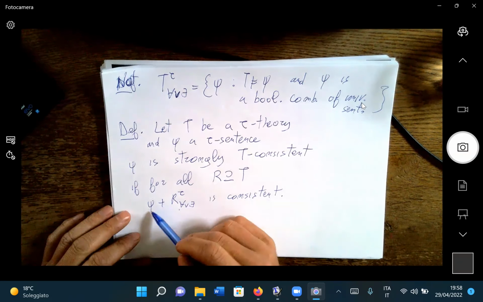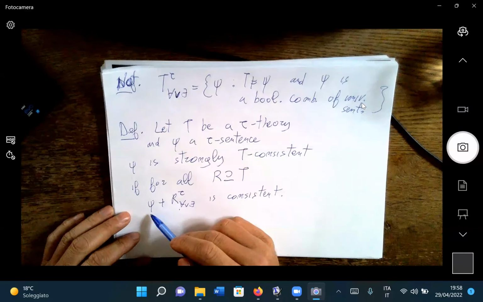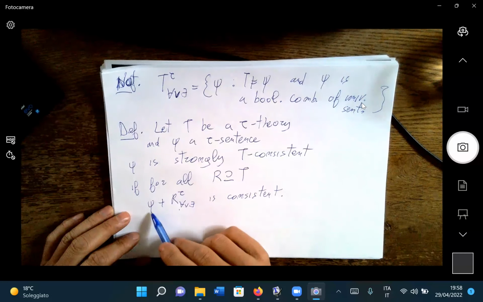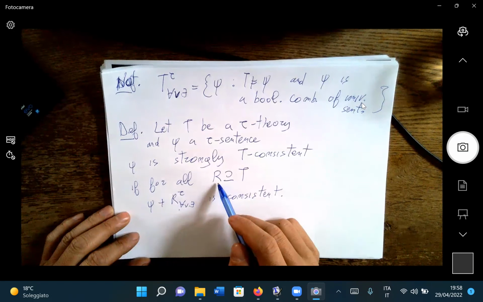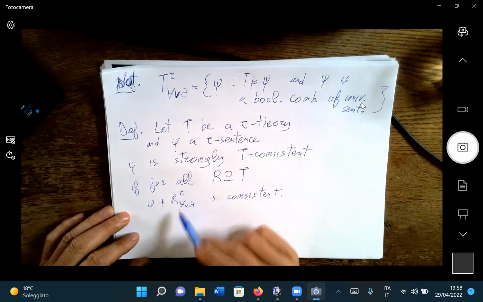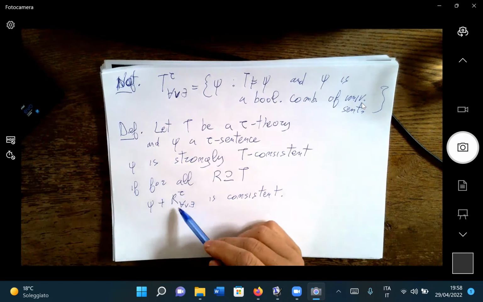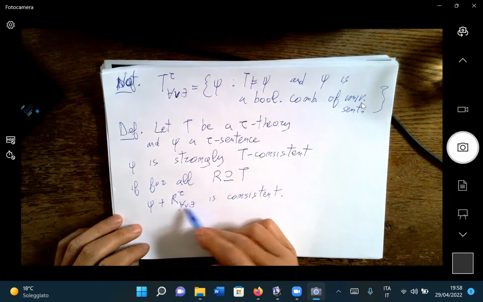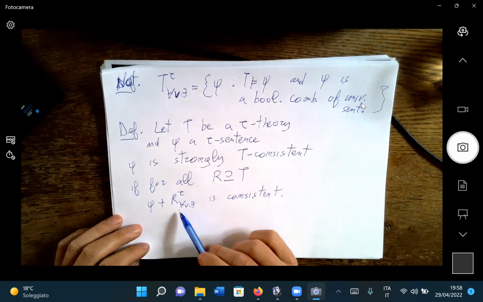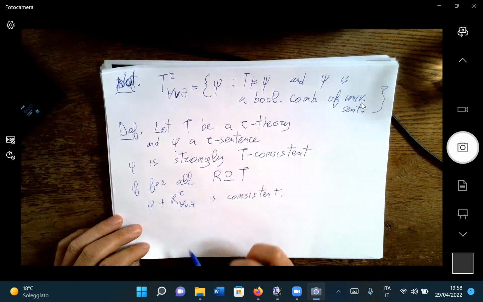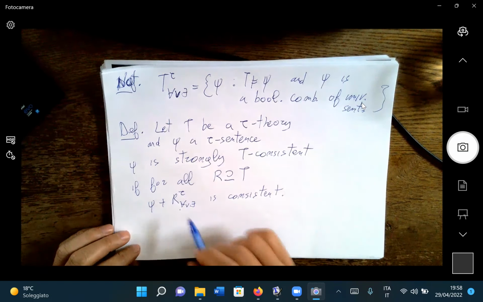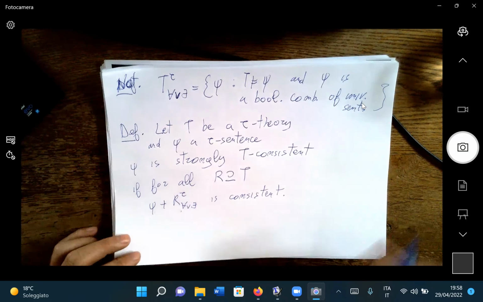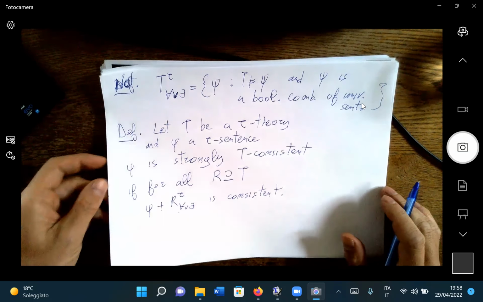And in general, if you have a complicated formula, and we will focus on Pi 2 sentences, a Pi 2 sentence is strongly T-consistent, essentially, if you can realize it in some structure which satisfies exactly the same universal sentences that are realized in some model of T. Okay, so is this definition clear? Because that's essentially a key definition of this talk.